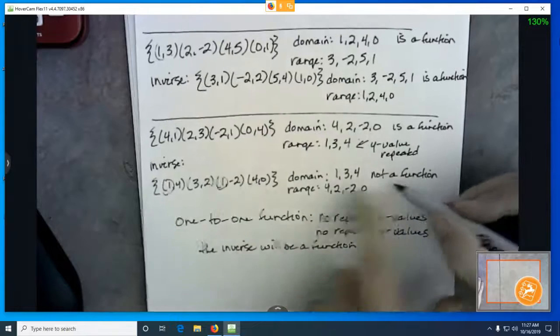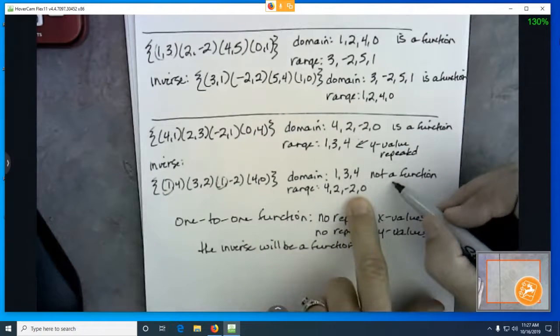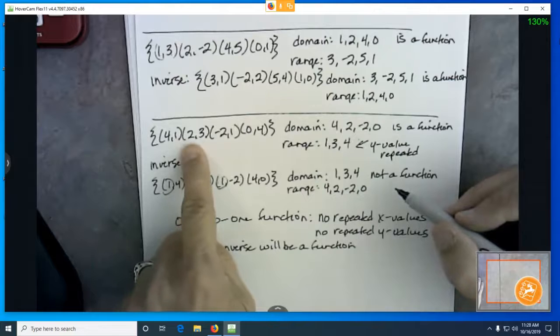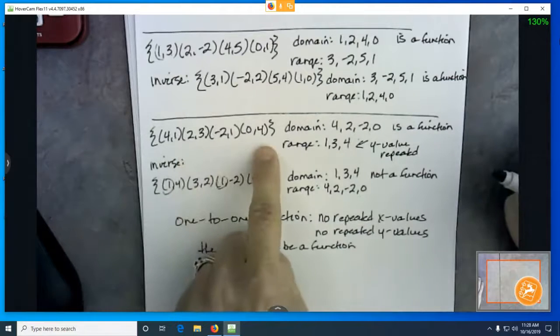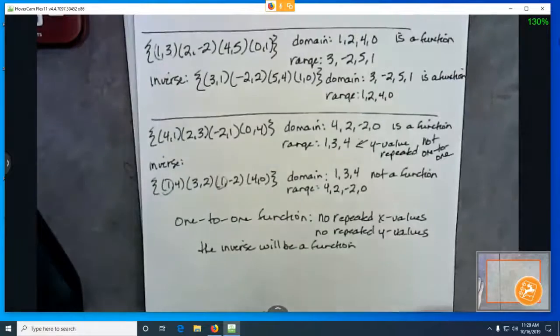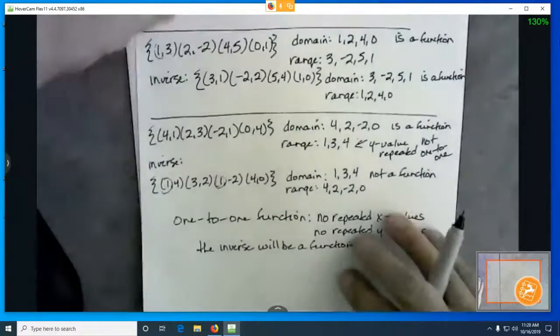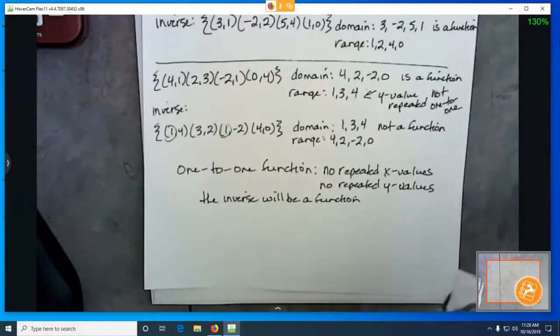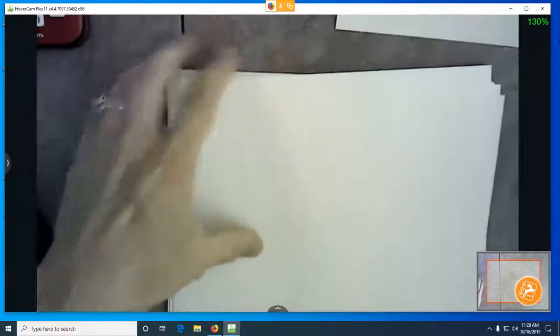But if it's not one-to-one, then we end up with something like this situation. So this function up here, it was a function, but it's not one-to-one because we've got a y value that's repeated. And when we're looking at graphs, we can look at a different kind of test to tell if something is one-to-one.